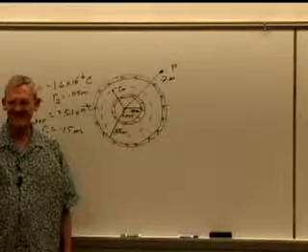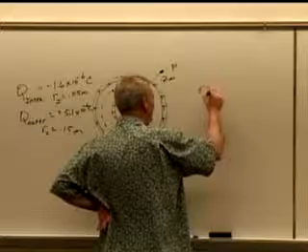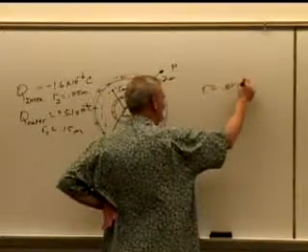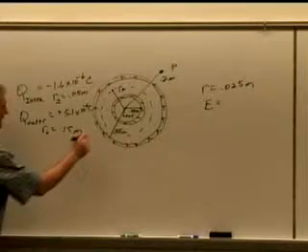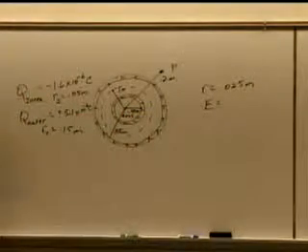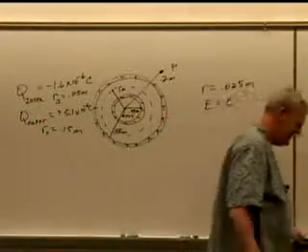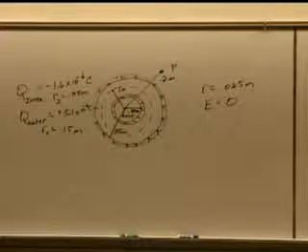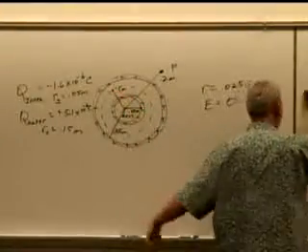Let's start with that one. When R equals 0.025 meters, what's E equal? Right here, inside. Zero. E is equal to 0. Now, let's do this next one, this guy right here.